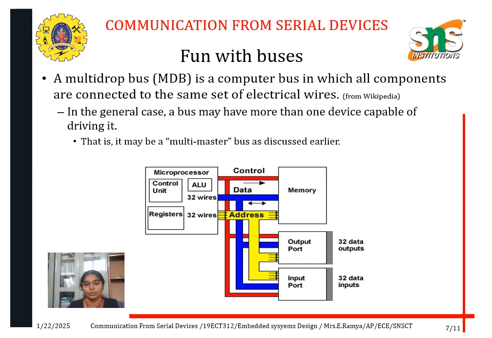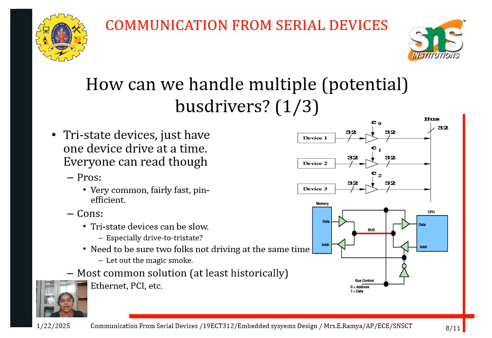A multi-drop bus is a computer bus in which all components are connected to the same set of electrical wires. How can we handle multiple bus drivers? A tri-state device lets just one device drive at a time, and every device can read. It has various pros and cons. The advantages are that it is very common, fairly fast and pin efficient.